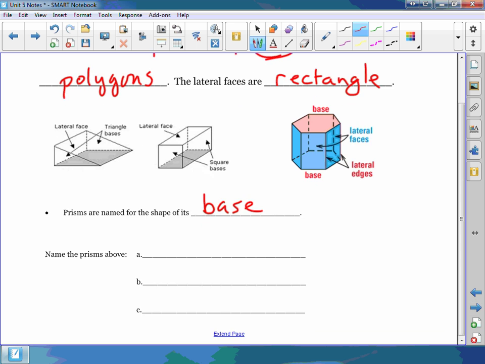So the one on the left here, that would be considered a triangular prism. The one in the middle, since it's saying we have square bases, that would be a square prism. Is a square prism a cube? Good. It's not. Why not? What would be the difference between a square prism and a cube? William?